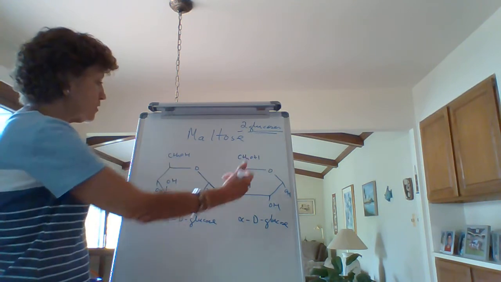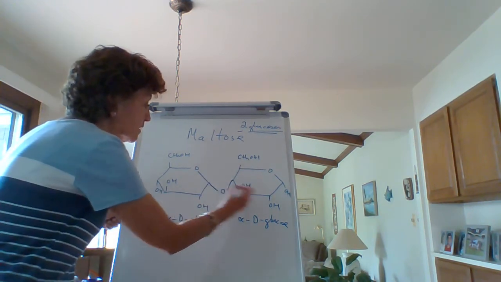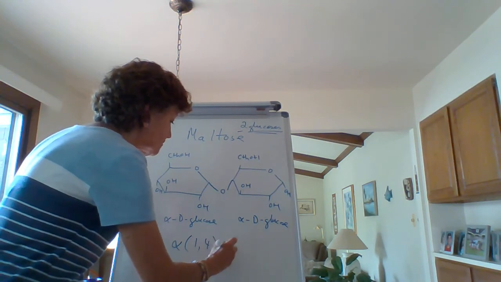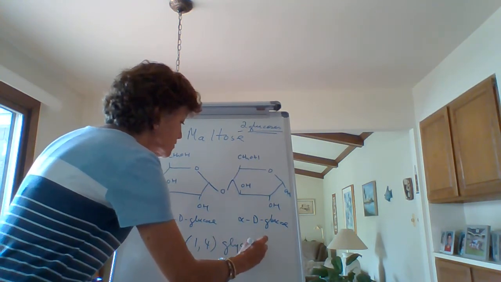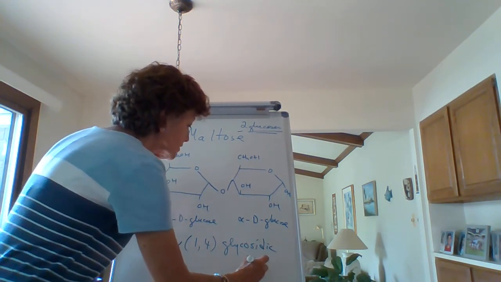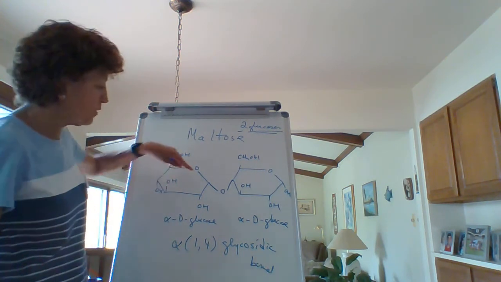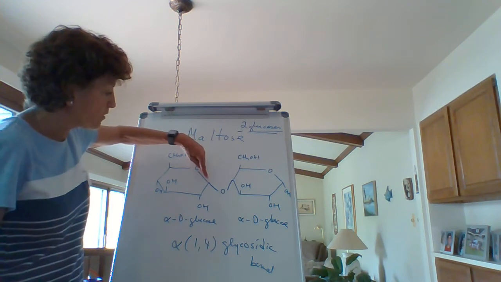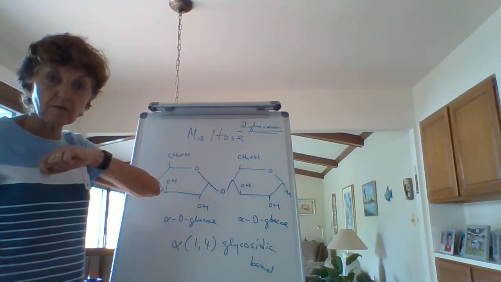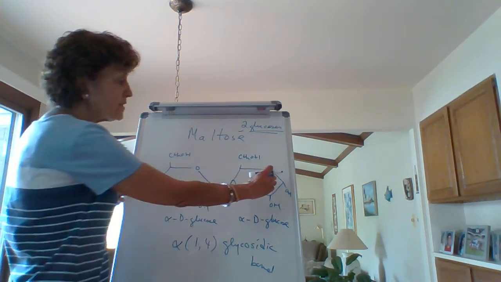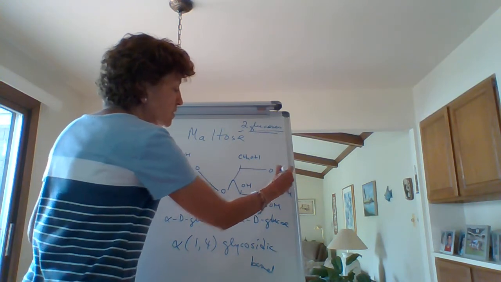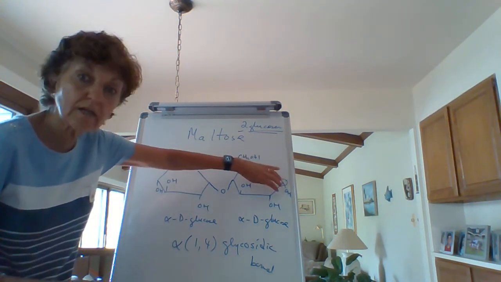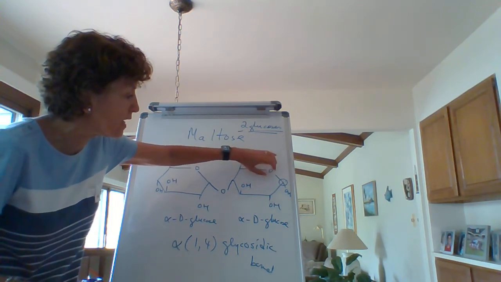This is maltose. The bond that connects them is called an alpha 1,4 glycosidic bond. Why is it alpha 1,4? Because this is alpha, it's going down. Why is it 1,4? Because this is carbon 1 and this is carbon 4. Now we take a look at this carbon over here. This is that hemiacetal, right? This is the hemiacetal that we created.